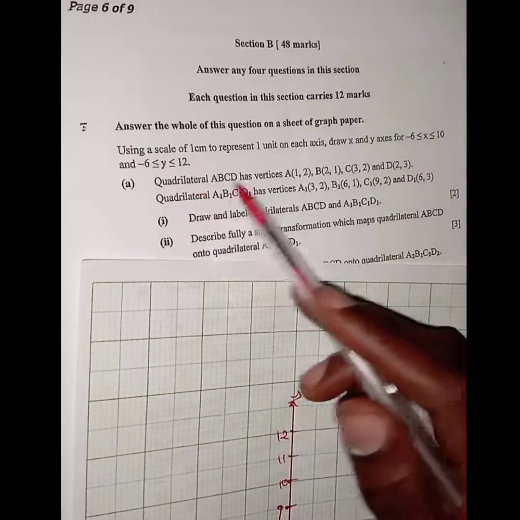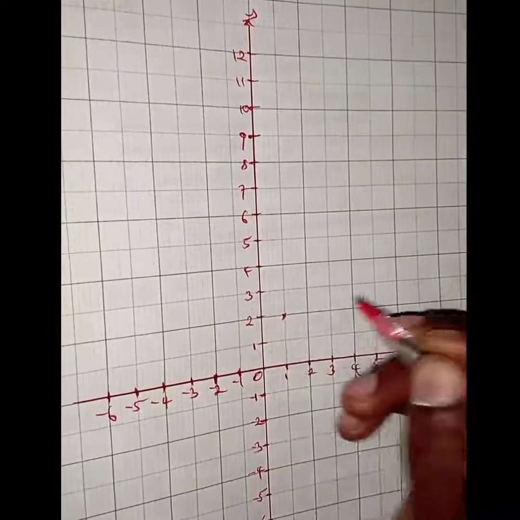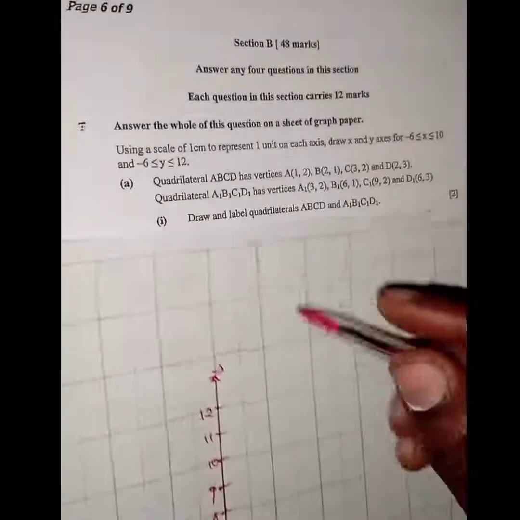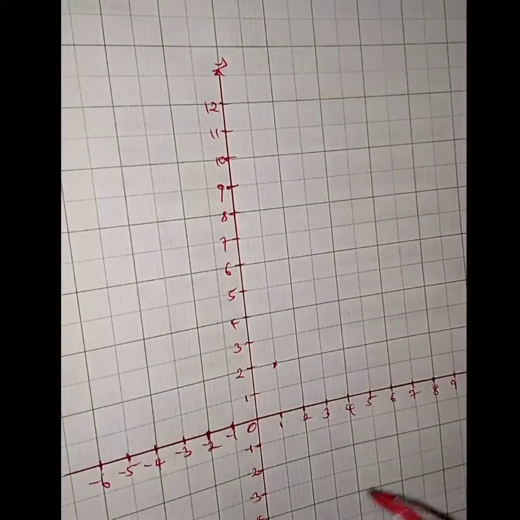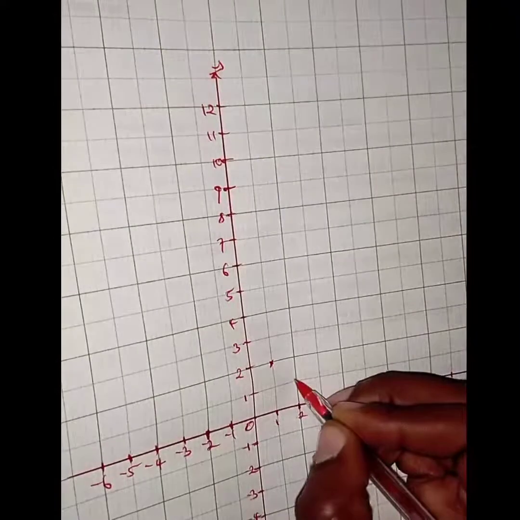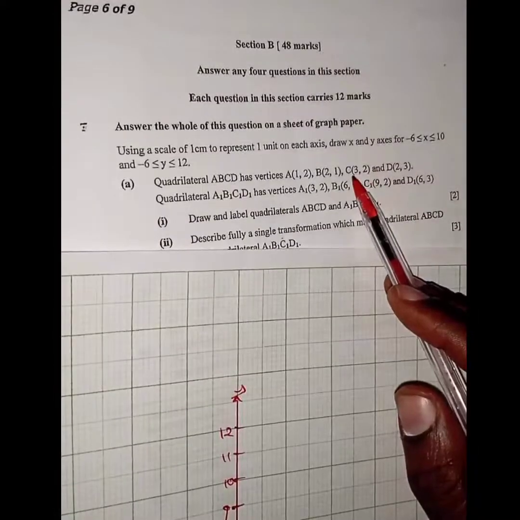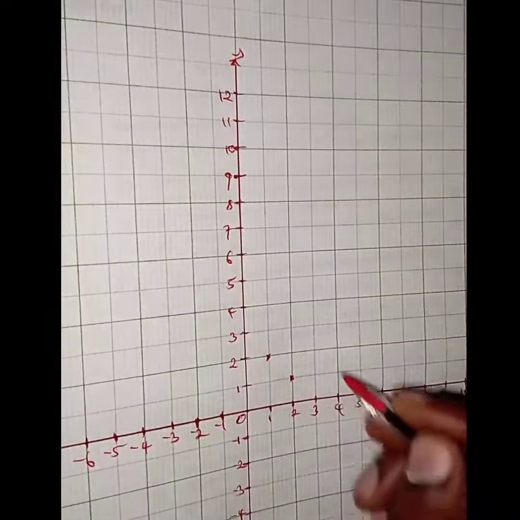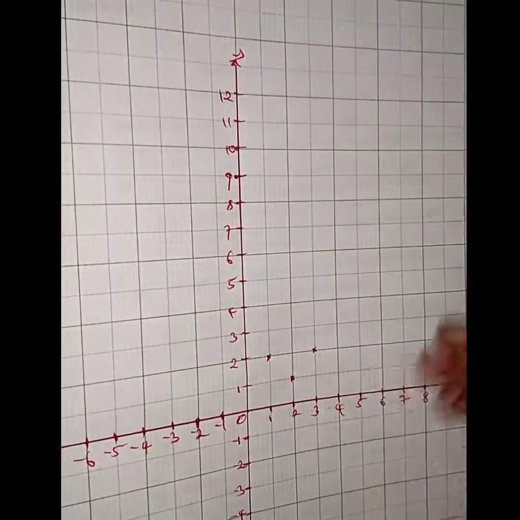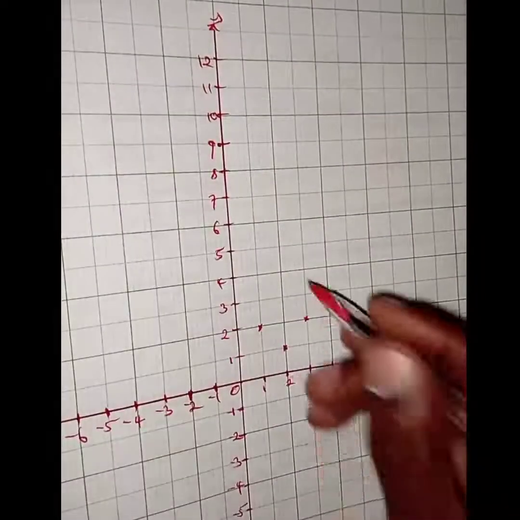Quadrilateral ABCD has vertices A (1, 2). 1 is here, 2 is here. That's 1, 2. B (2, 1). B (2, 1) is here. C (3, 2). 3 here, 2 is here. D (2, 3). (2, 3) is here.